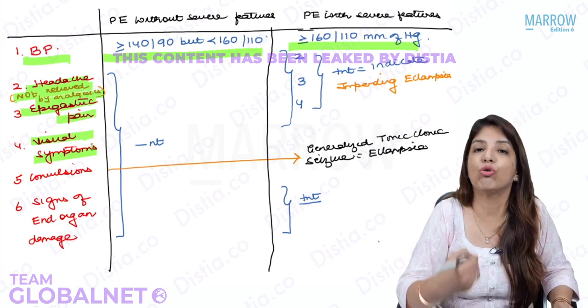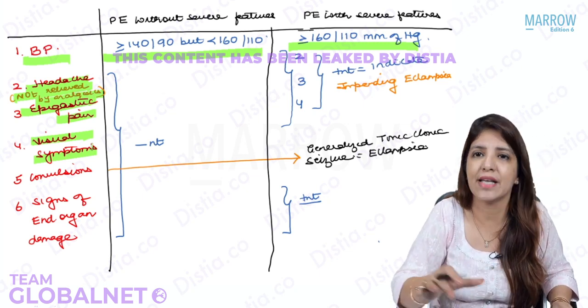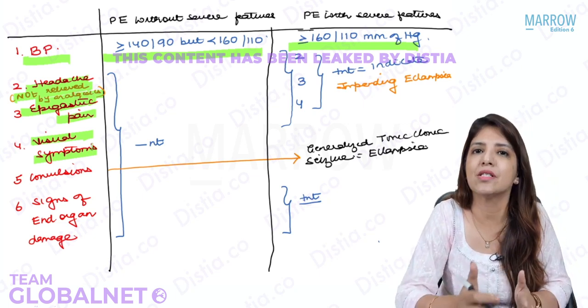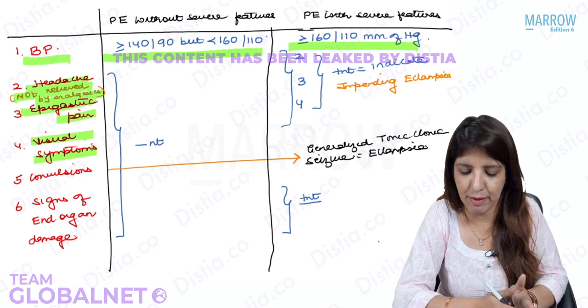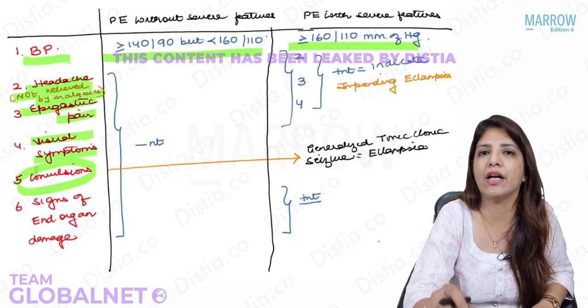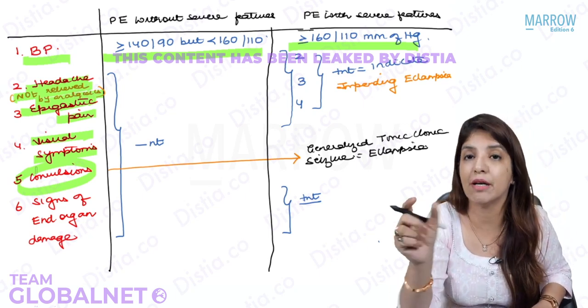Similarly, if a patient throws convulsions, we call it eclampsia. And as I told you, again, eclampsia is a sequela of severe preeclampsia. So, if convulsions are present, it indicates that we were dealing with preeclampsia with severe features, although it has been given a different name, eclampsia.